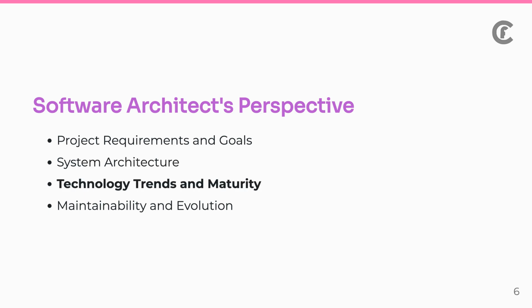The architect evaluates the maturity and adoption of different technologies, considering their suitability for the project's scope and complexity. They also assess the availability of skilled developers and resources for the chosen stack. The architect considers the long-term maintainability of the chosen stack, including the availability of documentation, community support, and upgrade paths. This ensures that the project can evolve and adapt to future changes.